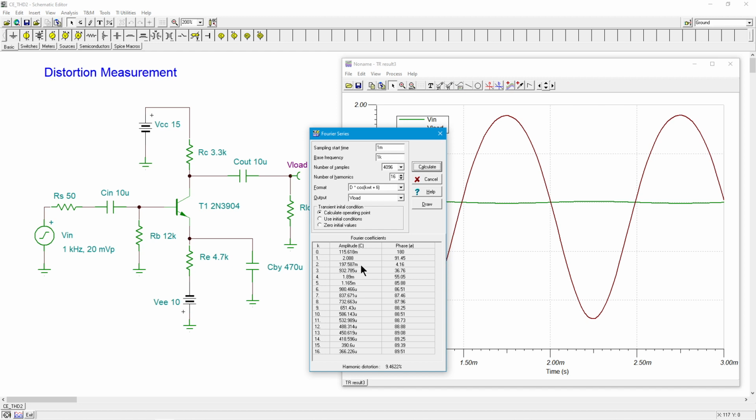Just about 197.6 millivolts worth of second harmonic. And then a little under a millivolt of third harmonic, and just about 1.9 millivolts of fourth harmonic, and so on and so forth. And when these are all added up, right down here, it tells you that's 9.4622%. That's your THD. That's your total harmonic distortion. Okay? That's kind of high.